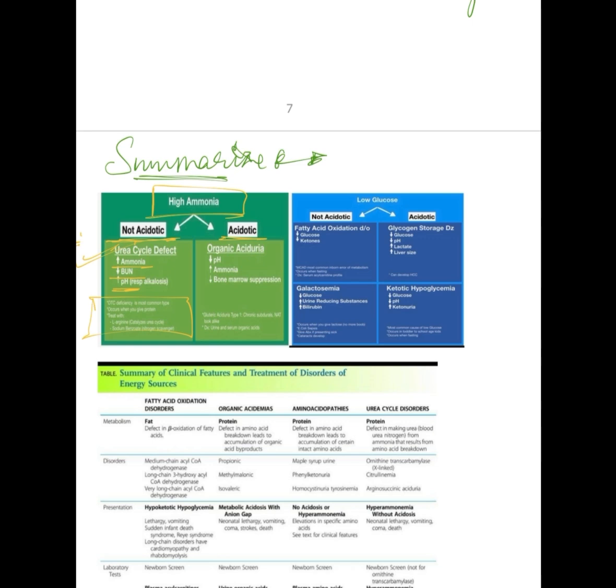However, if the patient has acidosis, then you have to think of the organic acidurias. That is the most important thing, where there is bone marrow suppression also. You then do a glucose test in other patients, where the ammonia is normal, and then again you check the same ABG. Then you see if the patient has normal pH or decreased pH. If the patient has decreased pH, you have to think of two pathways: glycogen storage disorders.